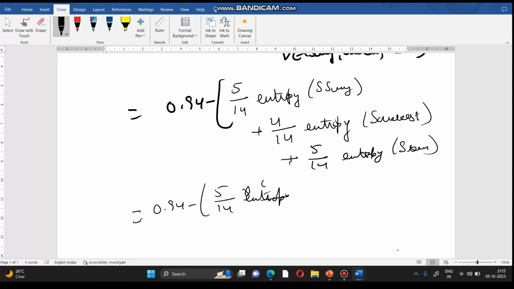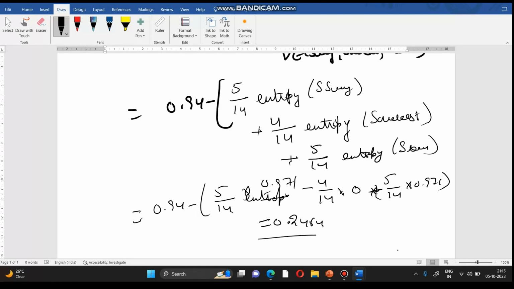in this case entropy of S sunny was 0.971, minus 4 by 14, entropy for overcast was 0, we have calculated, plus 5 by 14 into 0.971, and we will get here the value 0.2464. So this is basically the gain in case of outlook.